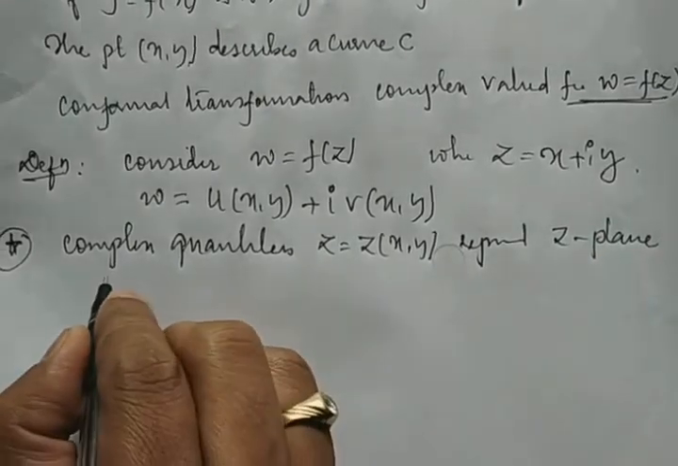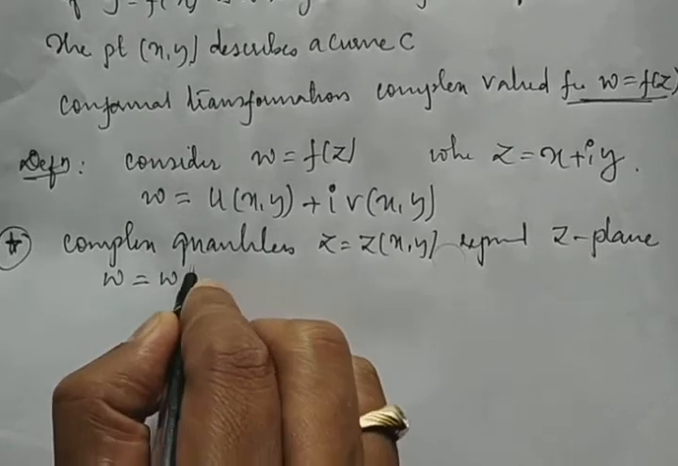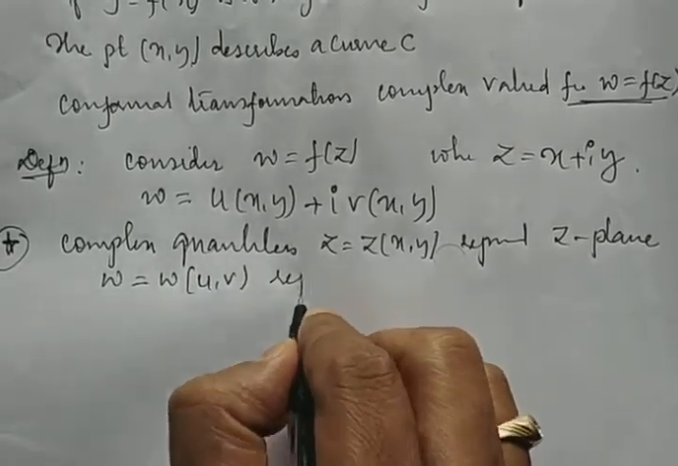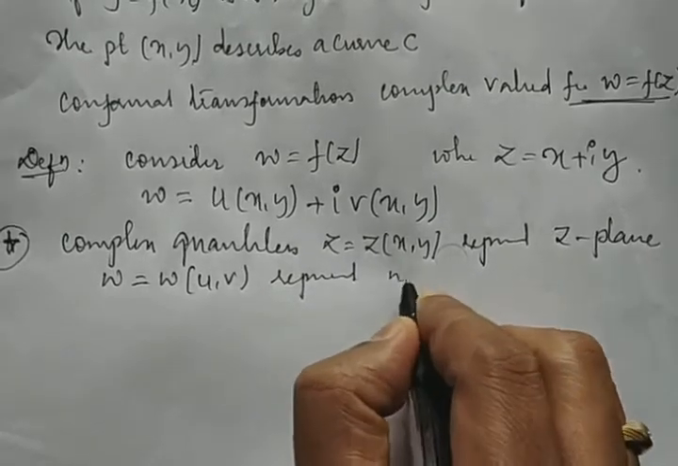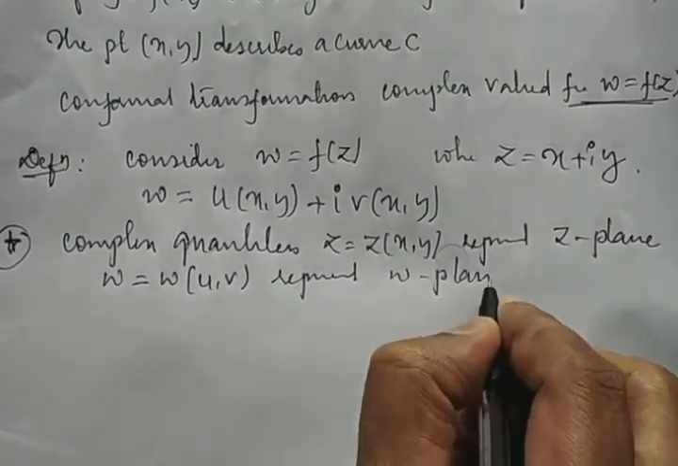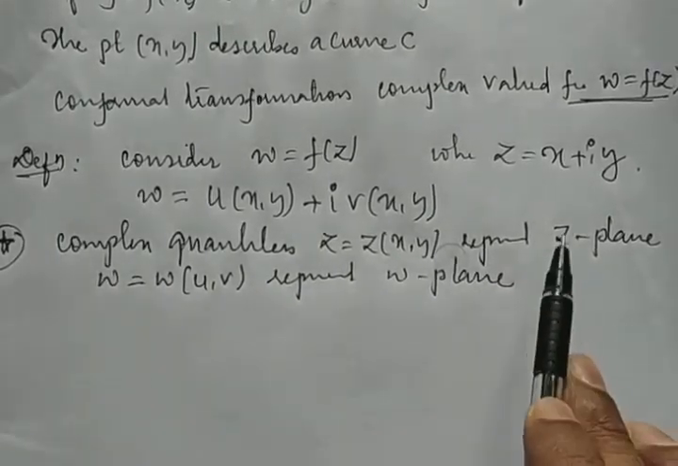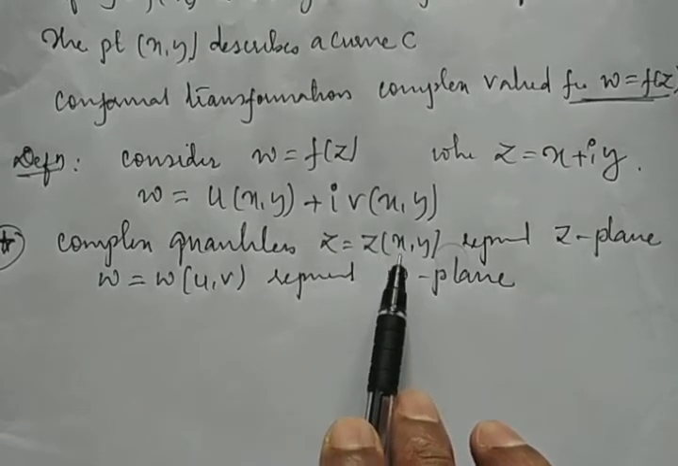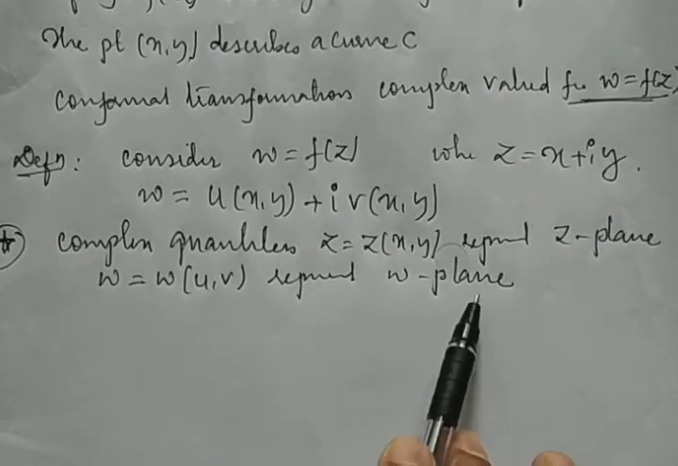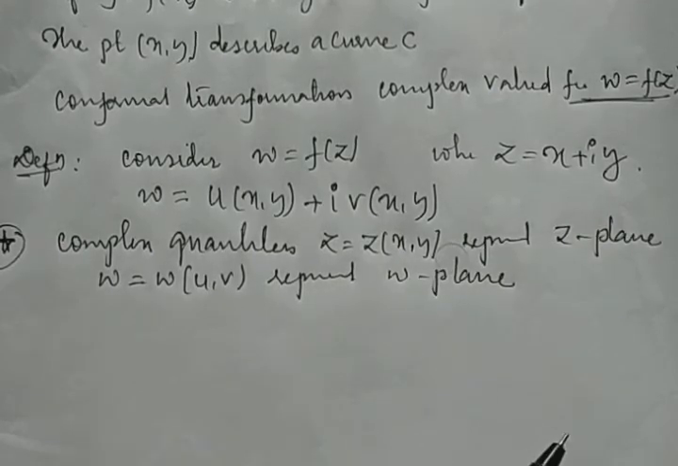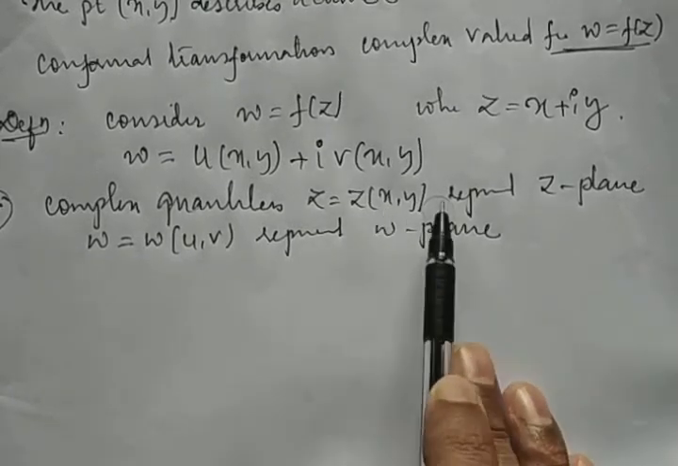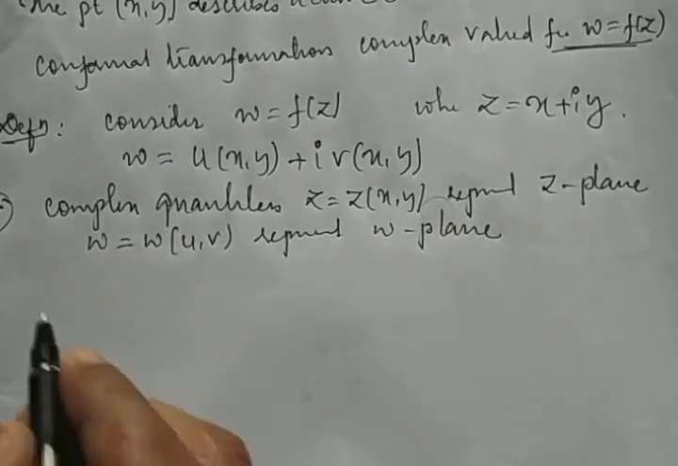Similarly, omega is equal to omega of uv represents omega plane. So there are two different things now. One is z plane, which will be represented by z is equal to z of xy, and another one is omega plane, which will be represented by omega is equal to omega of uv. Here x and y will be ordinates, here u and v will be ordinates.